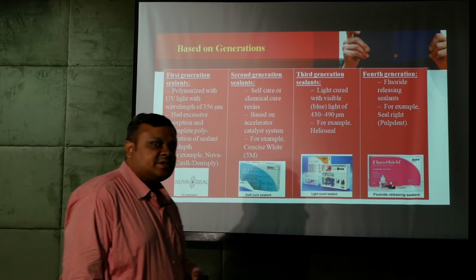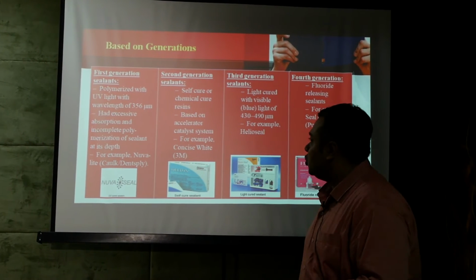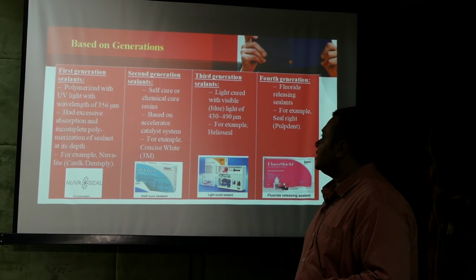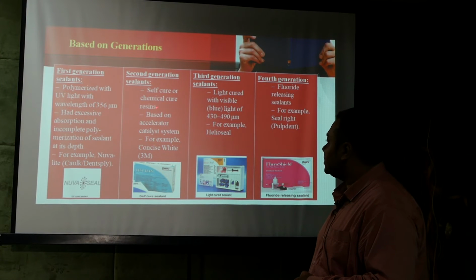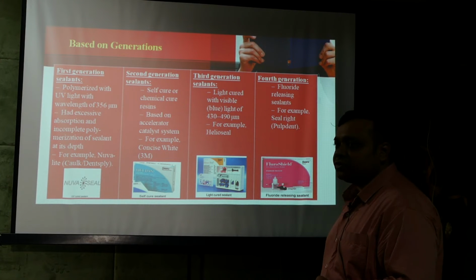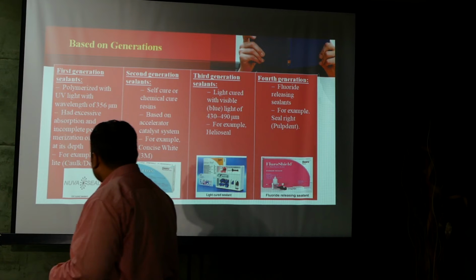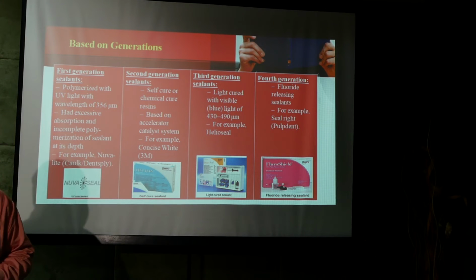Based on the generations, the sealants are classified into 4 generations. That is, the first generation which is cured by UV light. The second generation is a self-cure pit and fissure sealant. The third generation of pit and fissure sealant was introduced, which can be cured with light. And finally, the fourth generation of pit and fissure sealant releases fluoride.